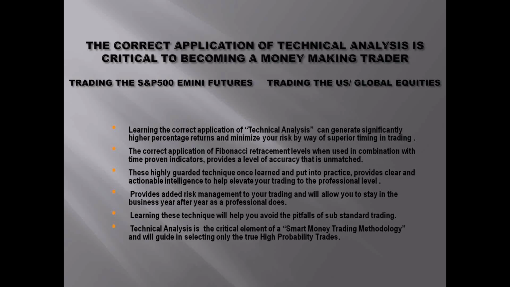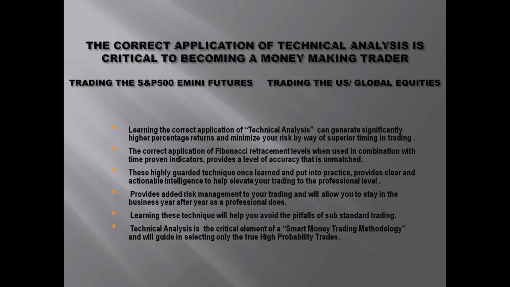One of the techniques we teach here is the correct application of Fibonacci retracement levels. When you use these in combination with time-proven indicators, it provides a level of accuracy that is unmatched. Now, these highly guarded techniques, once learned and put into practice, provide you with clear and actionable intelligence to help elevate your trading to the professional level. It will provide you with added risk management and will allow you to stay in the business year after year as a professional does. This is the key. Superior risk management to be able to trade with longevity.